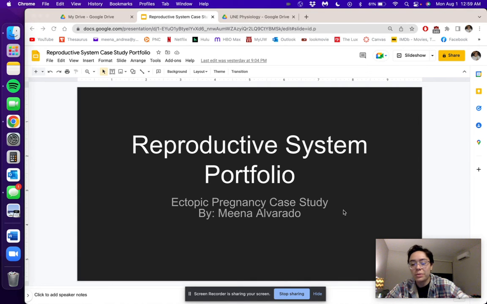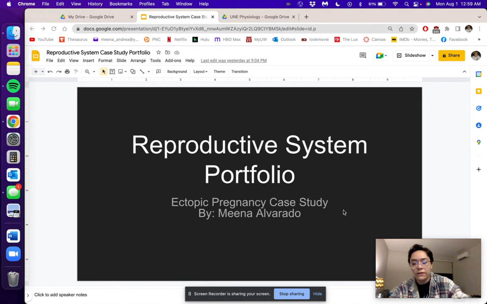Hi there, my name is Mina Alvarado. I'm taking medical physiology at the University of New England, and today I will be presenting an overview of a reproductive system case study that relates to ectopic pregnancy. Today's date is August 1st. Here's a sheet of paper that has my name on it and today's date.